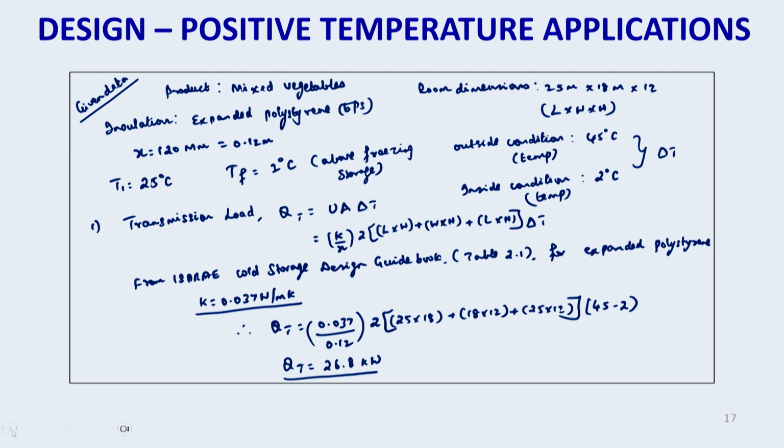T1 and Tf are given here. T1 is 25 degrees centigrade. Tf is the storage temperature. We should not substitute the freezing point because the product is stored above the freezing point. To maintain uniformity in the formulas, T1 minus Tf, I am using the same symbol Tf. Here it is not a negative temperature application, so we should not take the freezing point temperature. We should take the temperature above the freezing point, up to which the product is cooled. Here the product is cooled from 25 to 2, so T1 is 25 and Tf is 2.